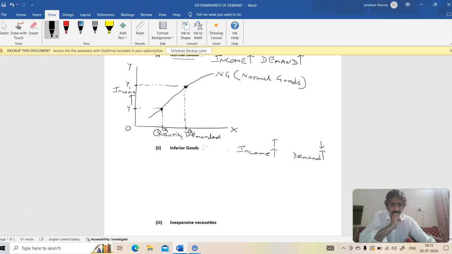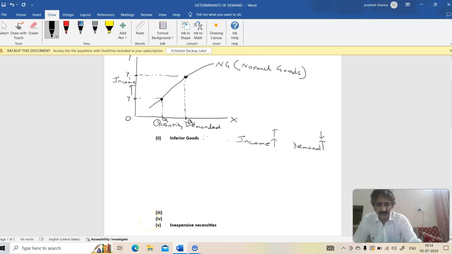This can be shown with the help of a demand curve graph. So let me just make some space. We'll plot the graph.